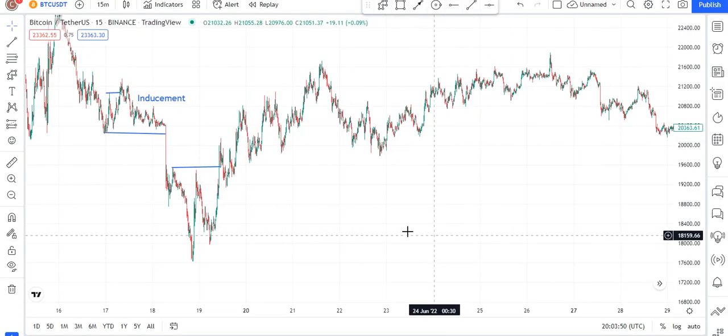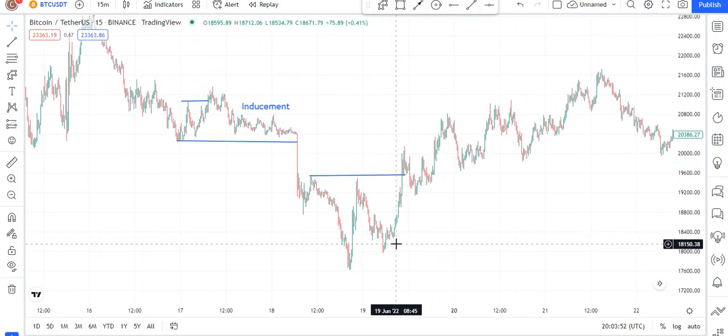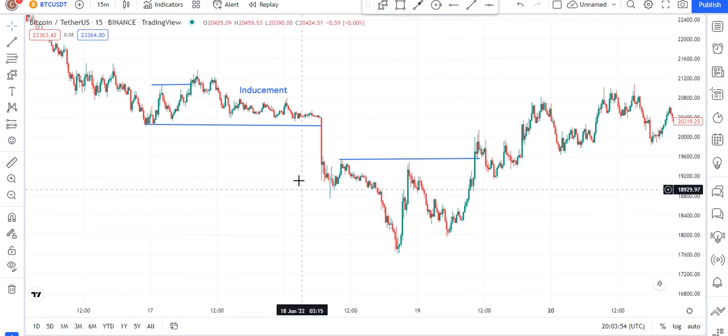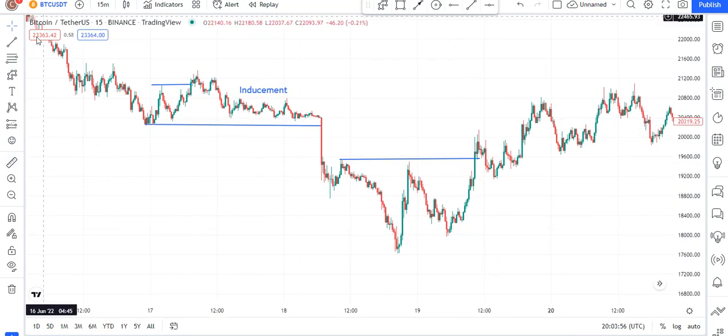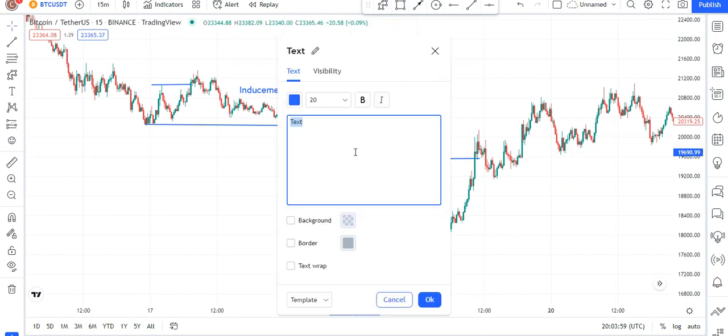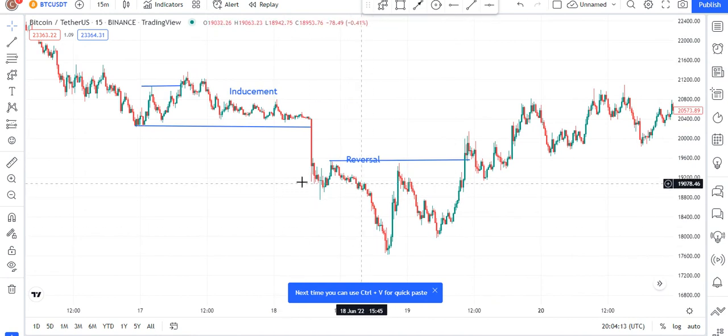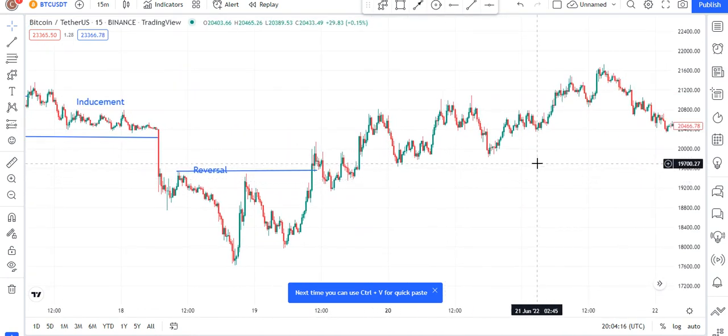All right, so you just look at this one and write reversal. So that's one example of reversal.